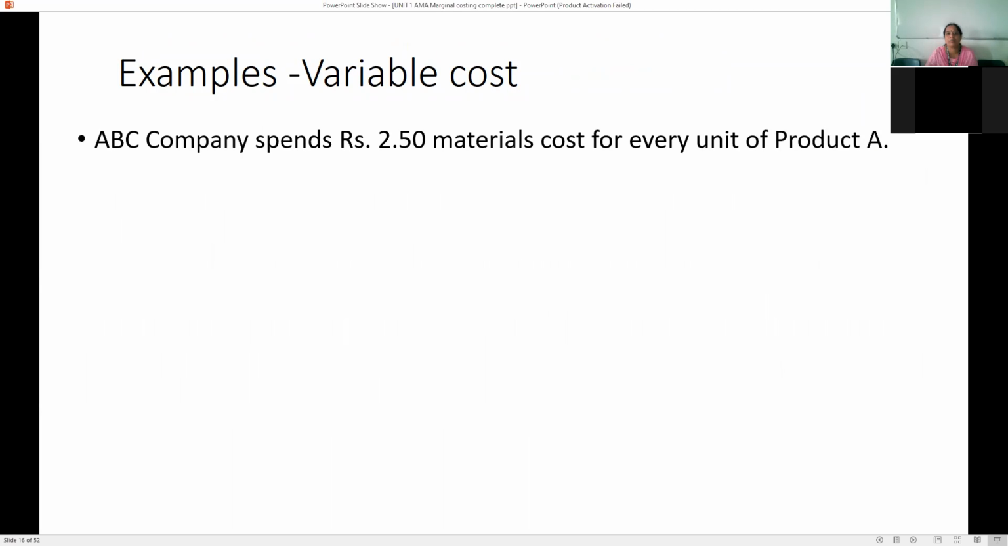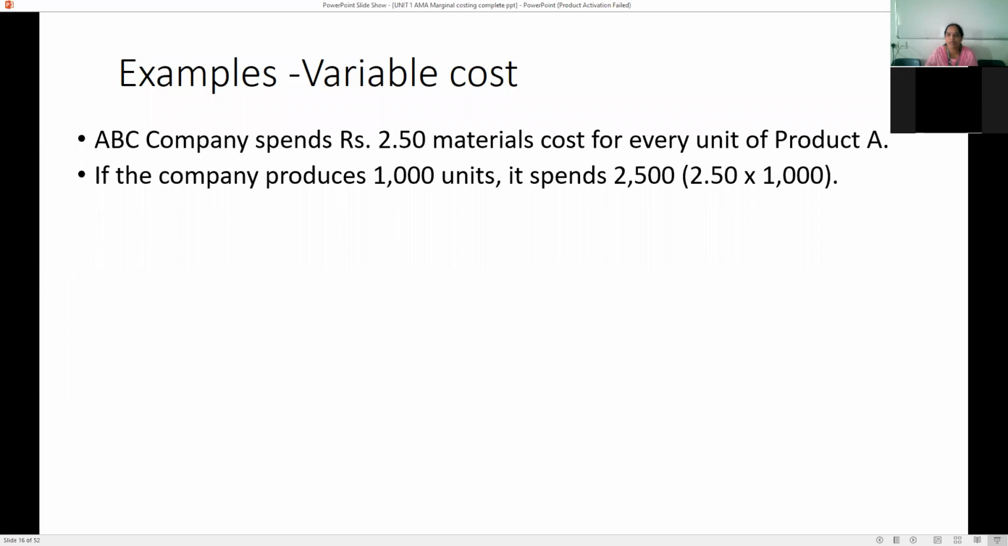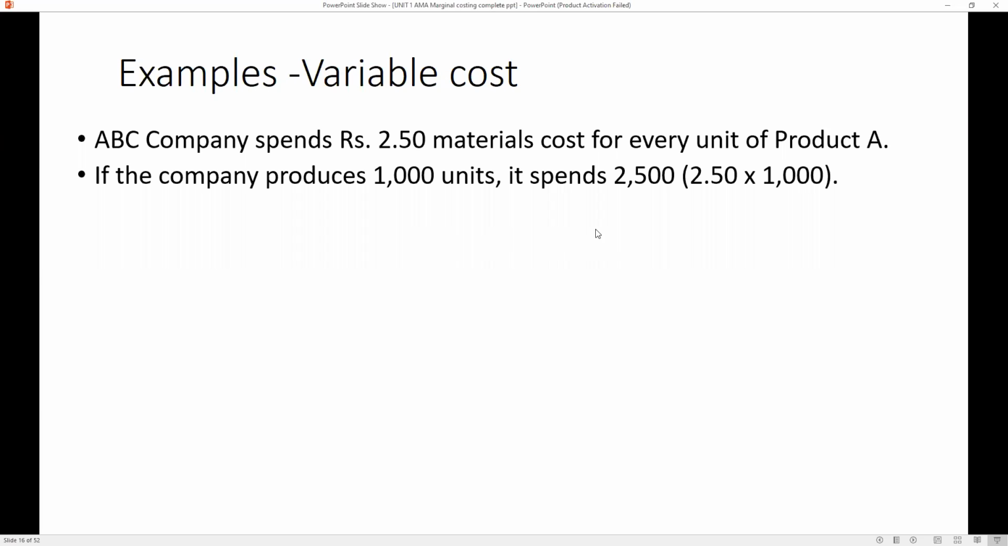Now, an example of variable cost. A company spends rupees 2.5 material cost for every unit of a product. If the company produces 1,000 units, it spends 2,500. That is 1,000 into 2.5, so it will be spending rupees 2,500 per 1,000 units. So the cost of one unit is 2.5.